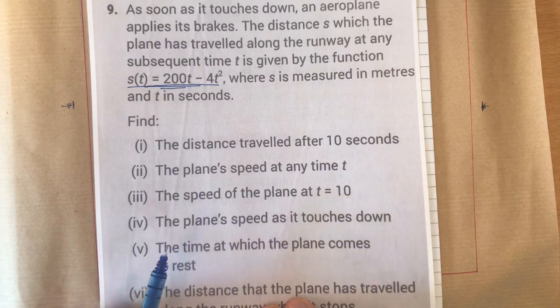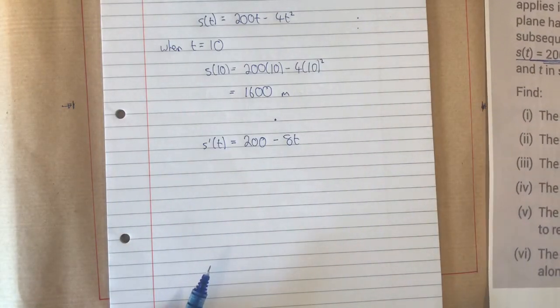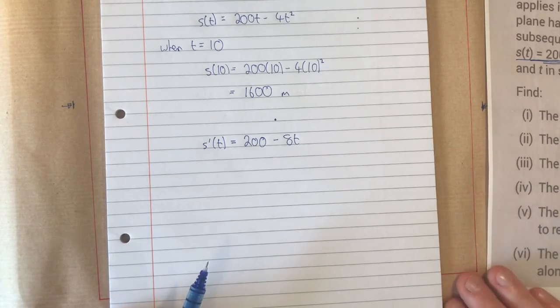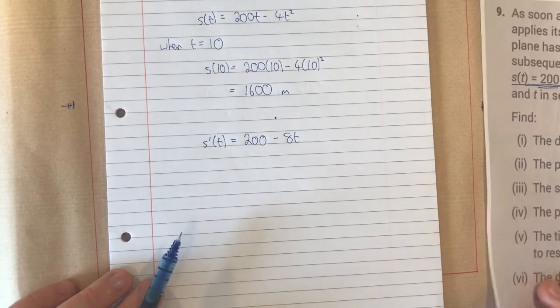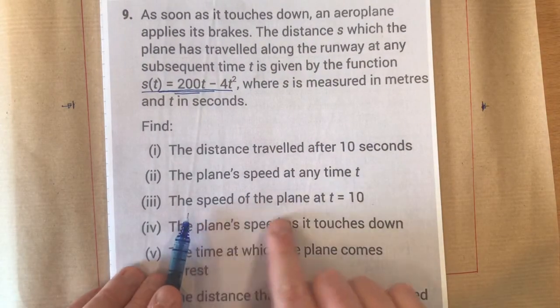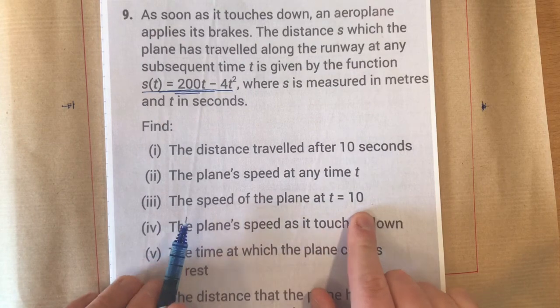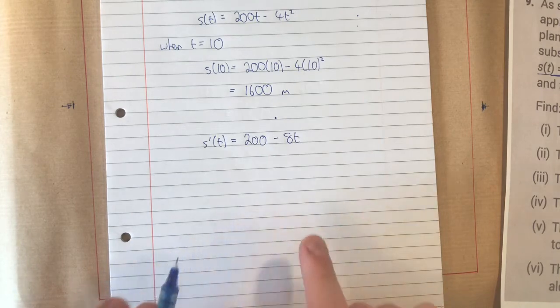That sounded an awful lot worse than it actually was. It was just a very simple differentiating question, but it's wrapped up in this idea of rates of change. Then we're asked the speed of the plane at t equals 10. So at 10 seconds, what's the speed?